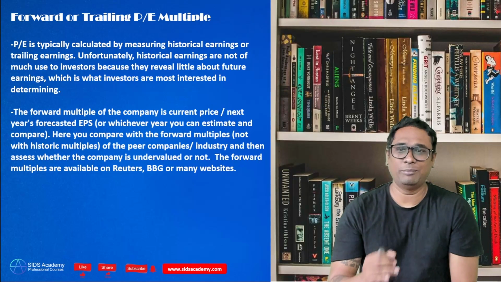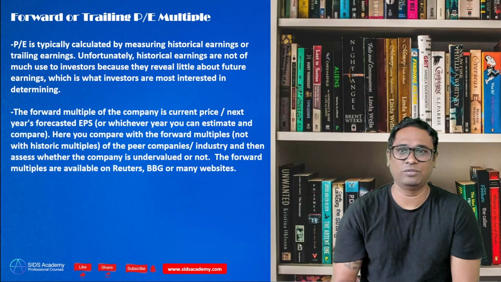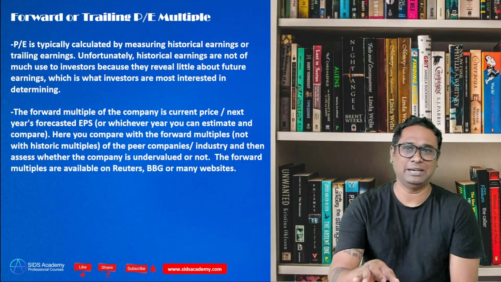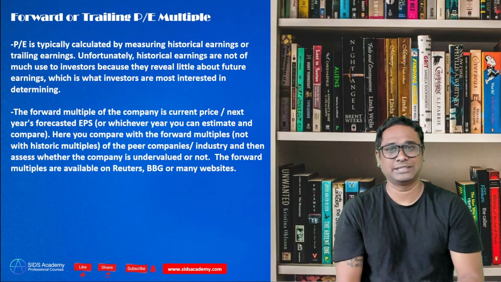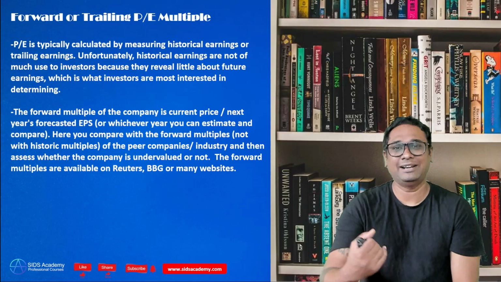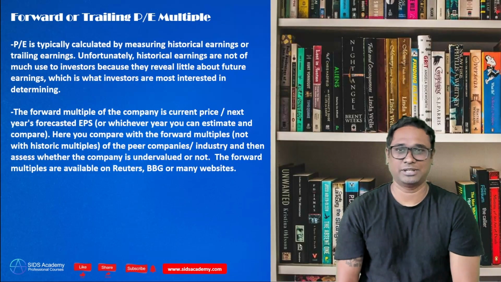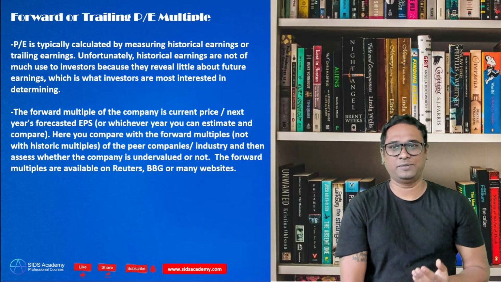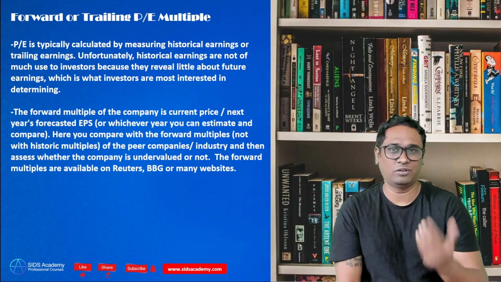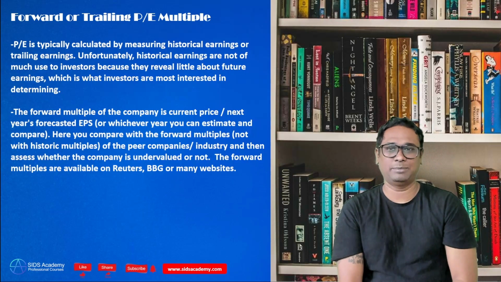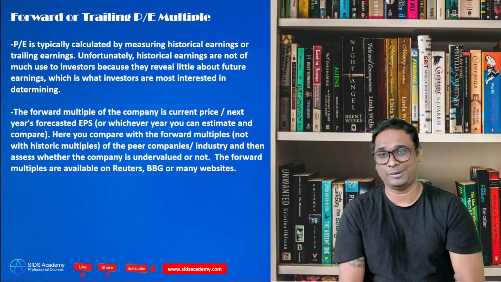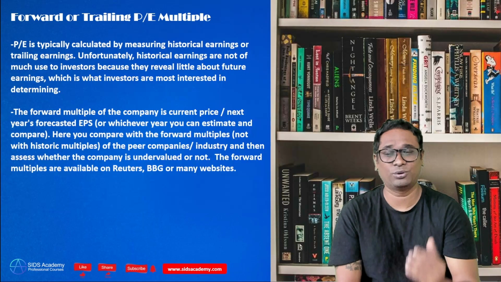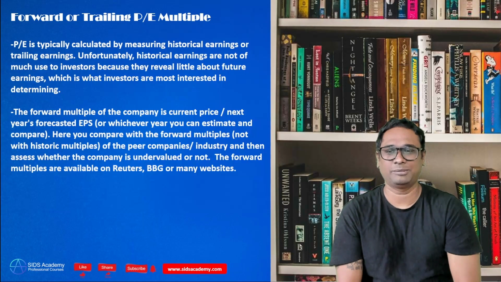Okay, how we calculate the forward multiple of a company: typically people use the trailing 12 month P multiple, that is the price as on date right now divided by the last 12 months earnings per share. Okay, but that is not ideal. If you have an option to choose between trailing 12 month multiple and forward P multiple, always go for forward multiple if the forecast is reliable. The forward multiple of a company is nothing but current share price divided by next year's forecasted EPS, or whichever year you want to estimate and compare.